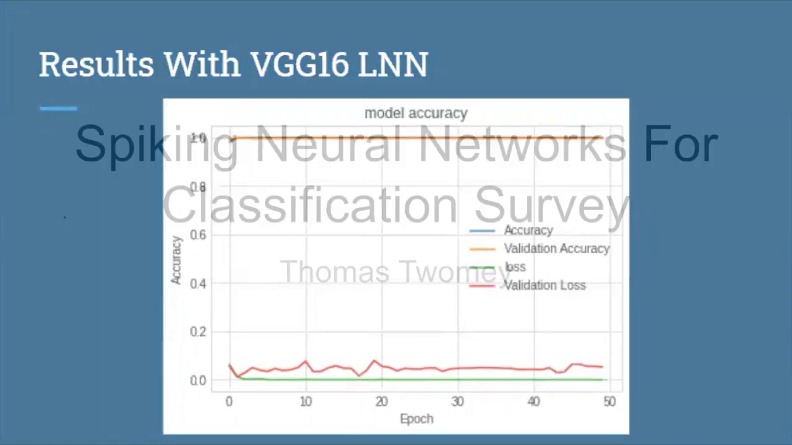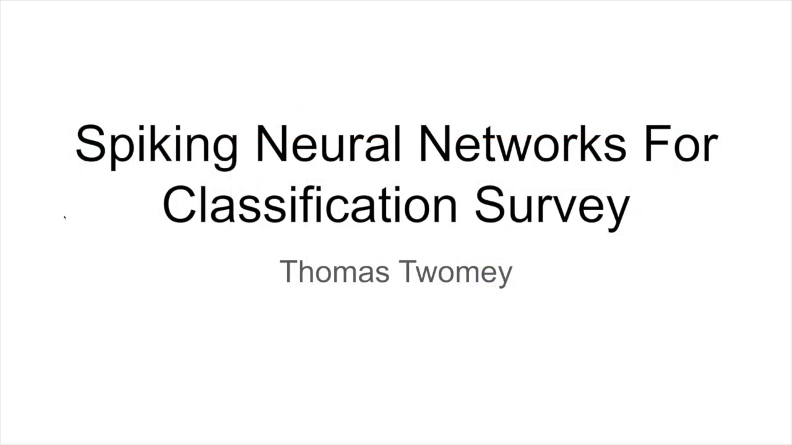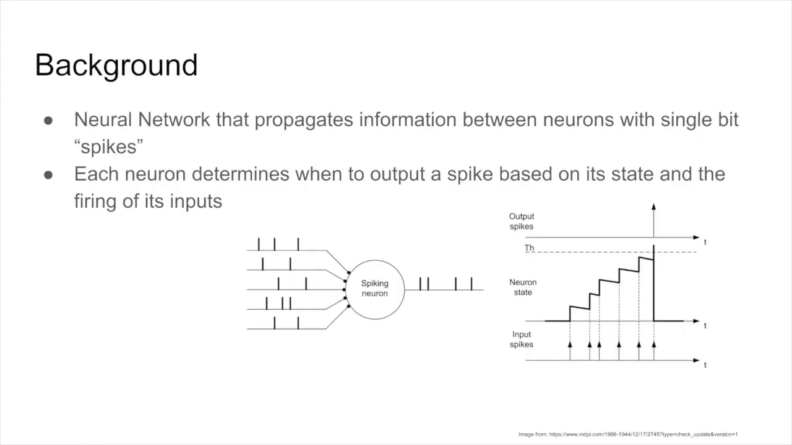Thank you. My name is Thomas Jimmy, and I'm going to present a summary of a survey of spiking neural networks for classification tasks. A spiking neural network is similar to the artificial neural network that we all think of, but instead of sending information between nodes as doubles or floats, it just sends a single bit spike with its information encoded in time.